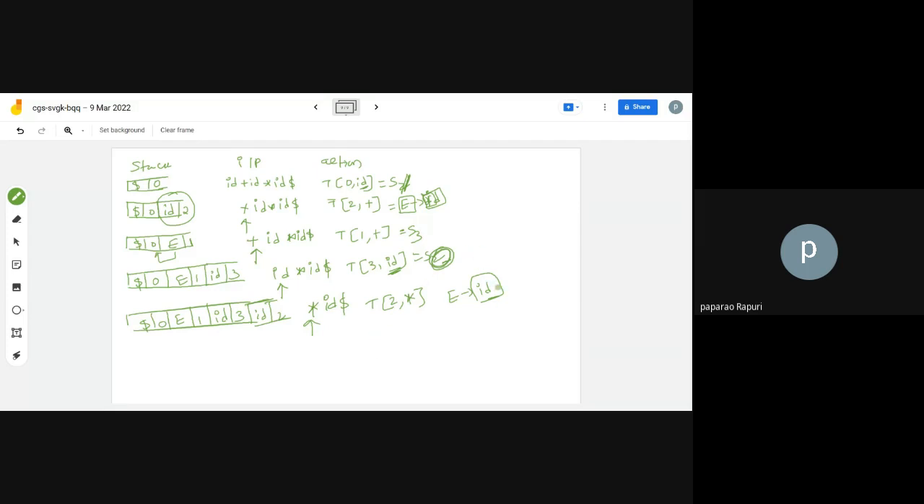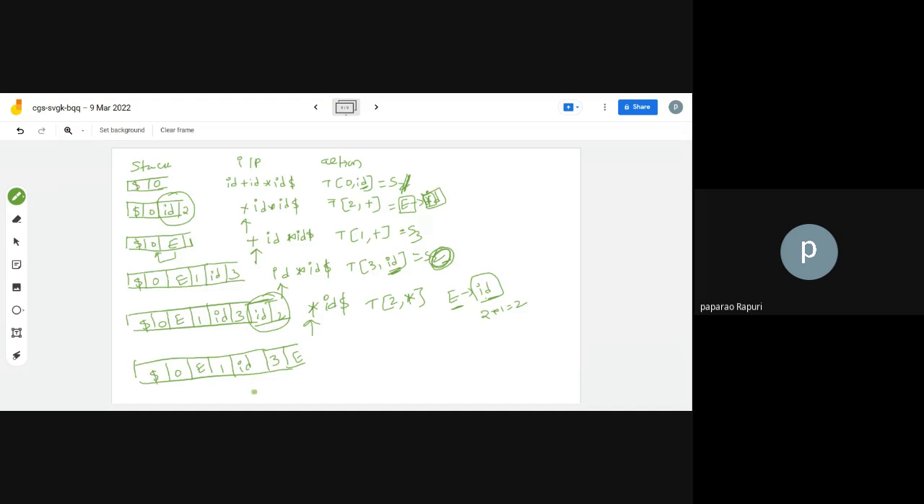So we'll check. We need to reduce. How many symbols do we need to pop? Here it is 1, so 2 into 1 equals 2. Two symbols we need to pop, and the result needs to be pushed onto the stack. Now the stack is $0 id 3. After that we need to insert E.